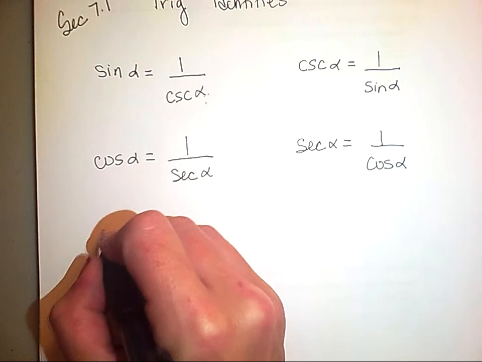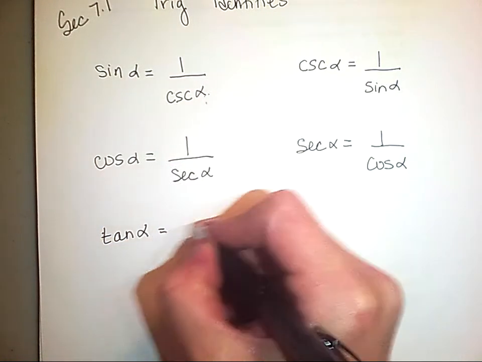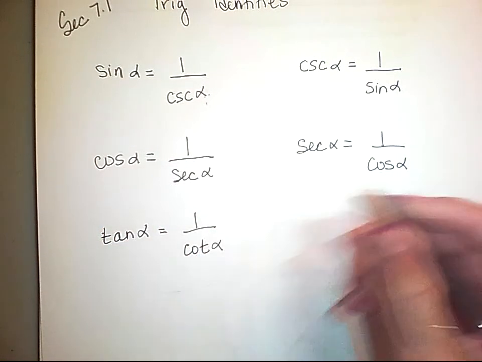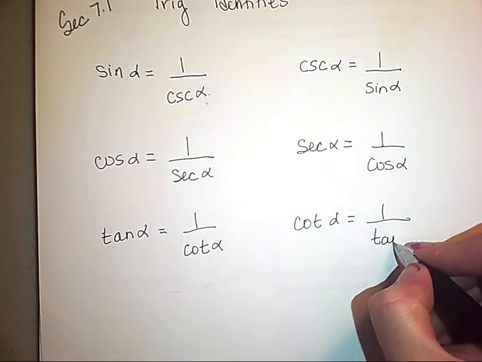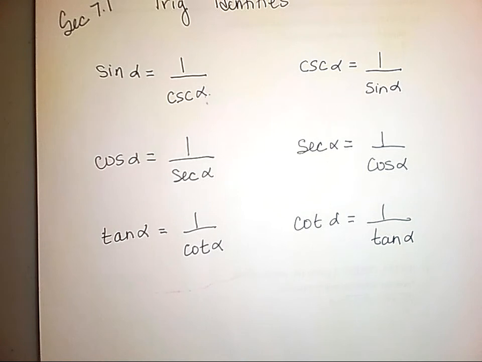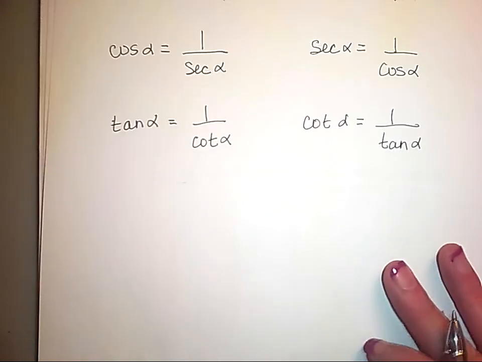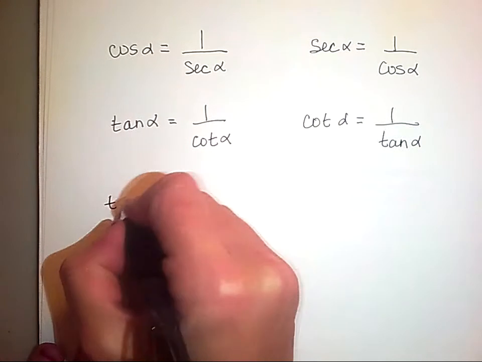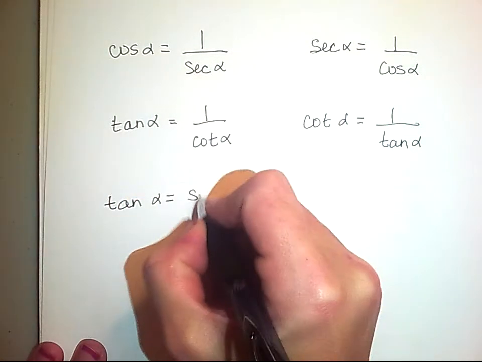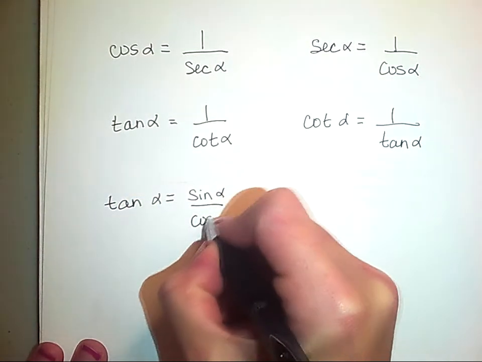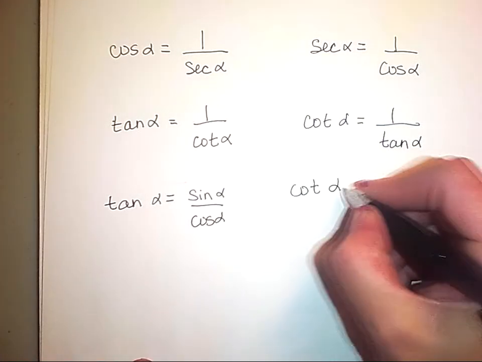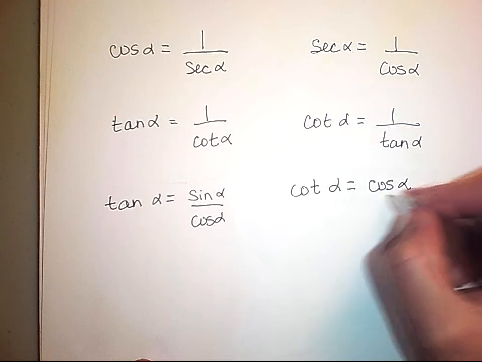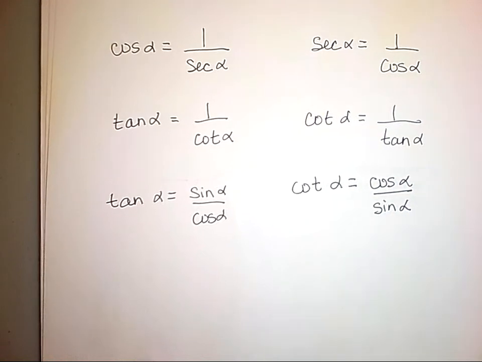We also have the tangent of alpha. It can be written as 1 over the cotangent of alpha, or the cotangent could be written as 1 over the tangent of alpha. Okay. So these are 6 identities that are true. We also have a couple more for tangent and cotangent. Remember that the tangent of alpha can be written as the sine of alpha over the cosine of alpha, and that the cotangent of alpha is equal to the cosine of alpha over the sine of alpha. So these are true.